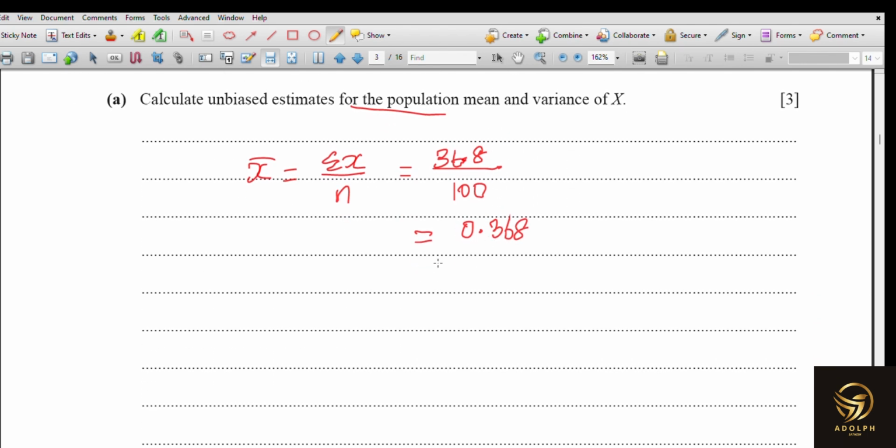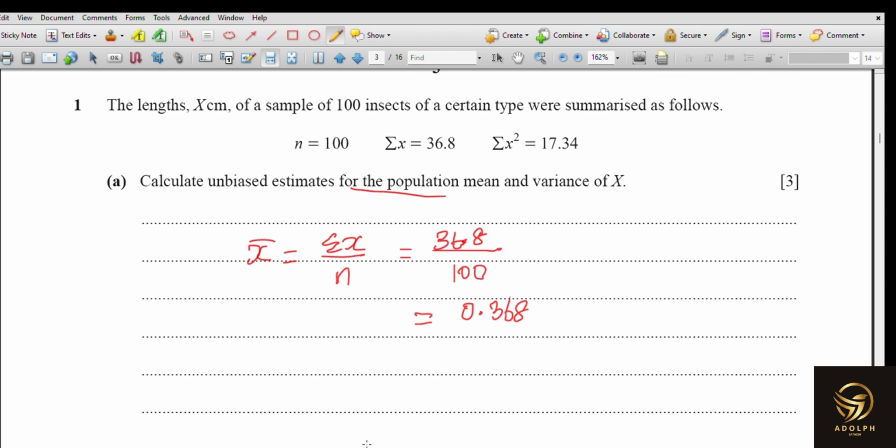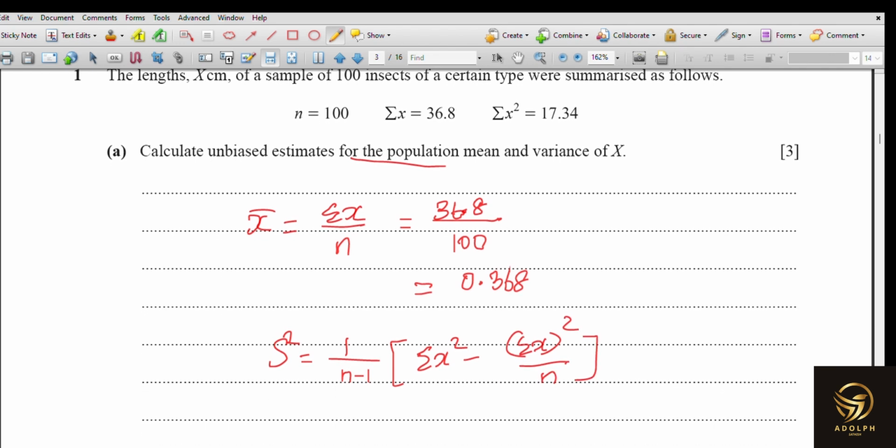Next we have to find the population variance, which is s squared. Let me write the formula once: 1 divided by n minus 1 into summation x squared minus summation x the whole squared by n. This is the formula and we will have to substitute the values. Just make a note that if you are just writing the formula, you will not gain any mark. But if you are substituting the values in the right formula, you will get the method mark.